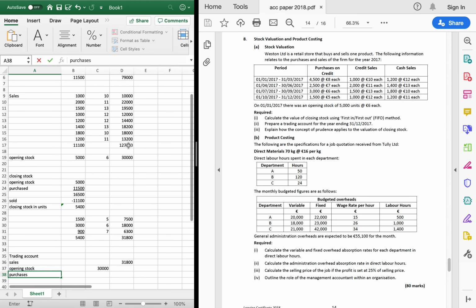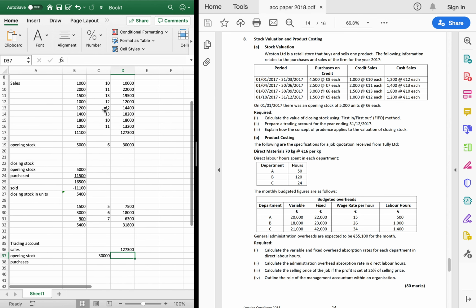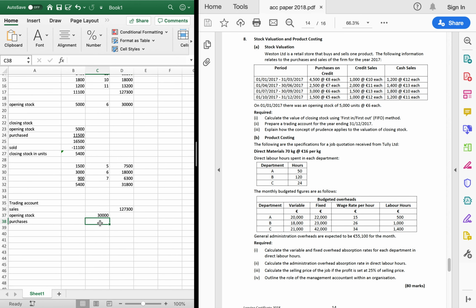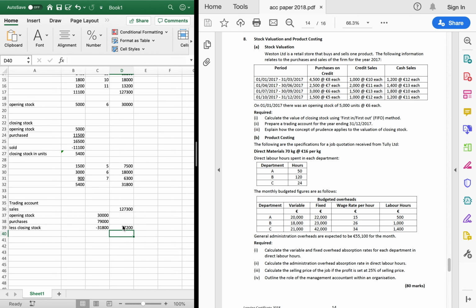Sorry, sales is, where am I going? Sales is 127,300. Opening stock 30,000. Purchases 79,000. And then closing stock is the number we just worked out, 31,800. Normal trading account, opening stock plus purchases minus closing stock. And we just take them away from each other to get our gross profit. And that is it finished.